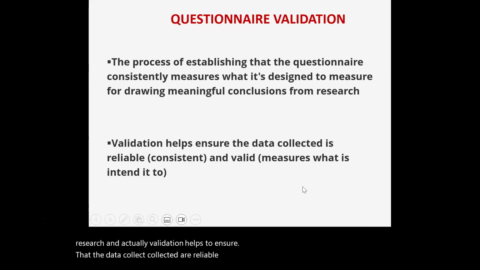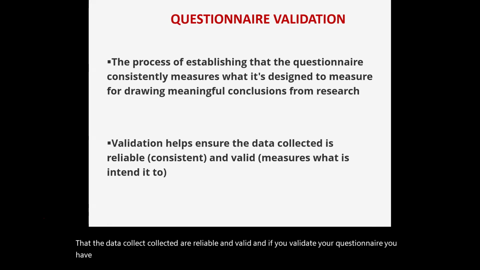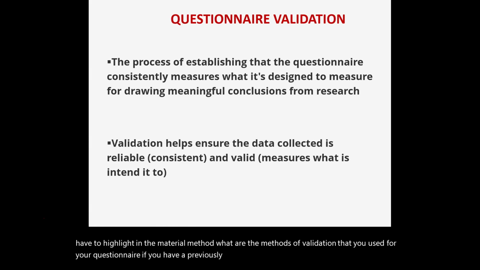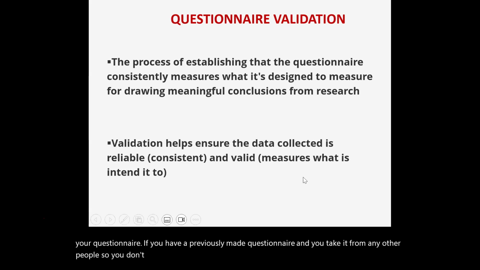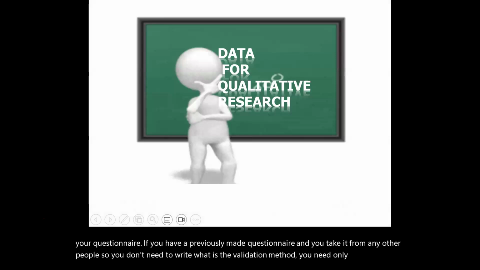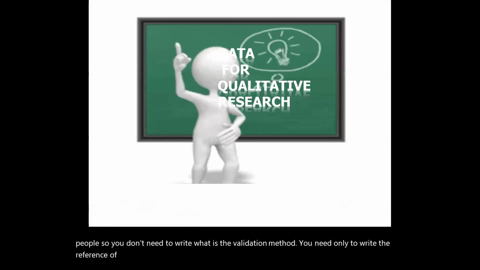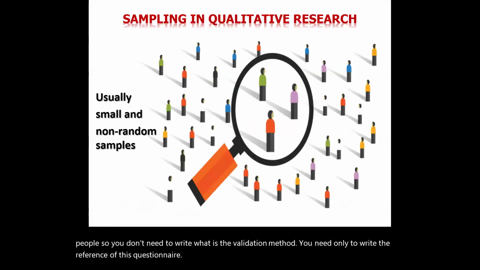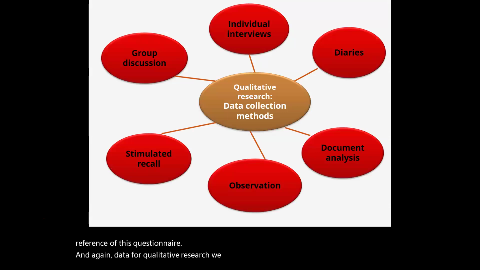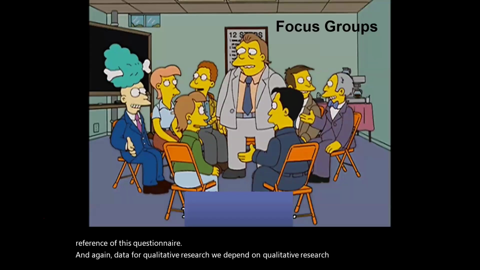If you validate your questionnaire, you have to highlight in the material and method what methods of validation you used. If you have a previously made questionnaire that you took from another paper, you don't need to write the validation method. You need only to write the reference of this questionnaire. And again, for data in qualitative research, we depend on observation and focus group discussion.